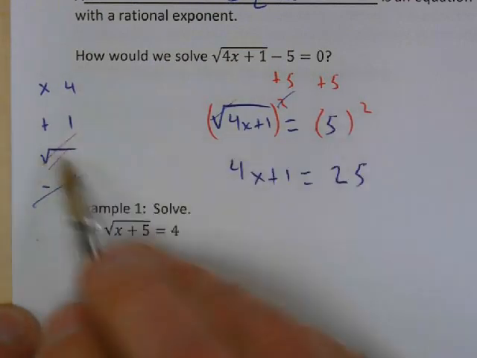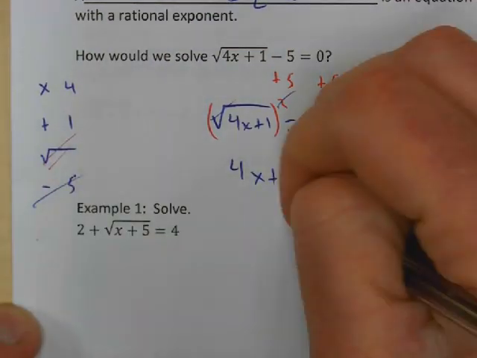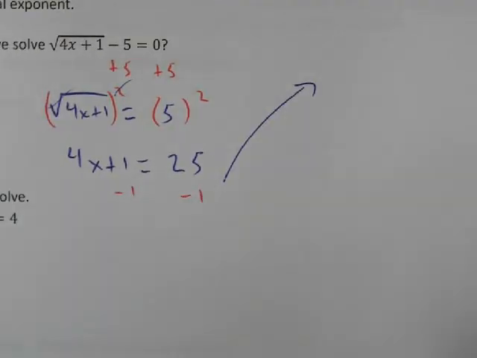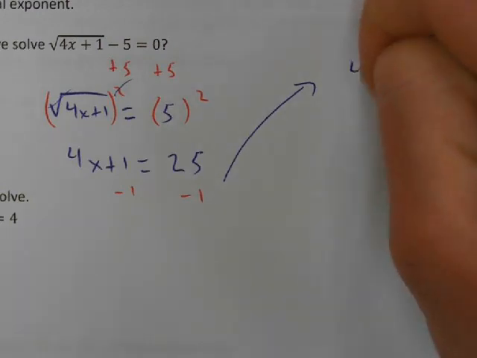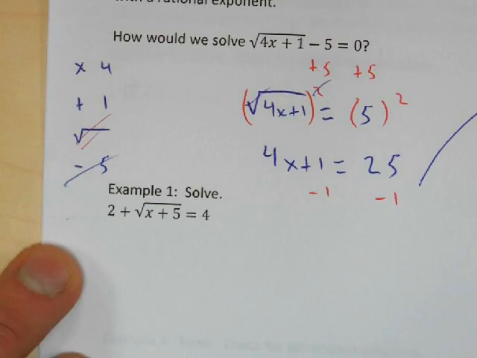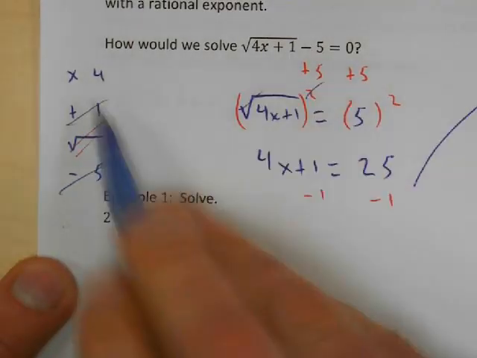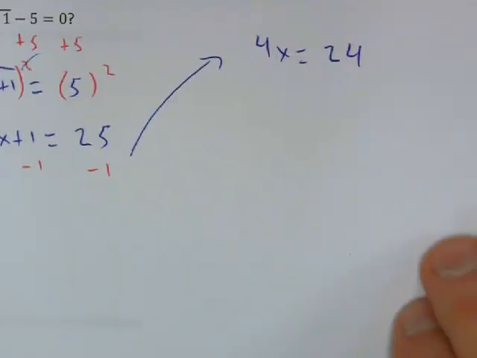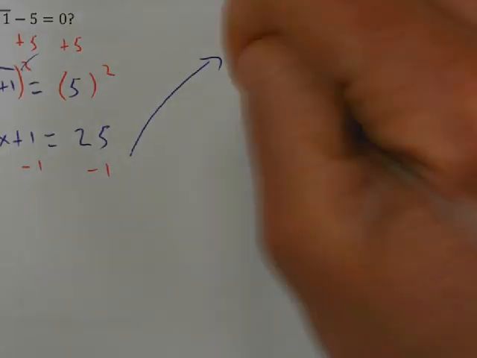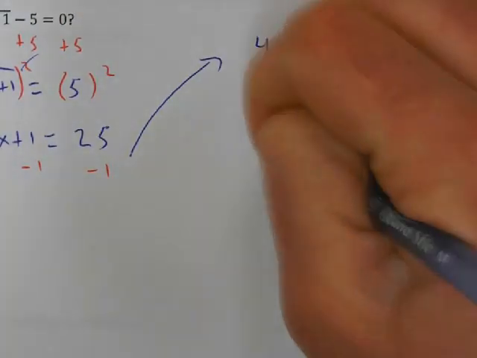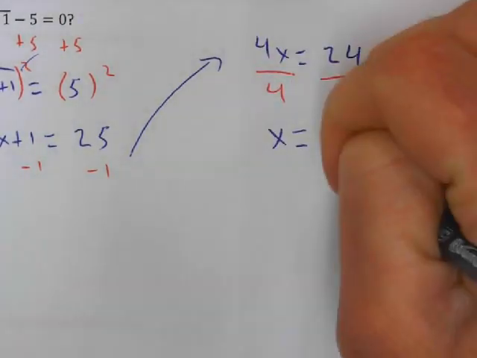Next I want to do the opposite of adding 1, so I want to subtract 1 from both sides. We'll go up here where we have a little more space. That gives us 4x equals 24. Finally, I want to do the opposite of multiplying by 4, so I want to divide by 4, and that's going to get x by itself. If we divide both sides by 4, we get x equals 6. And that's our answer.